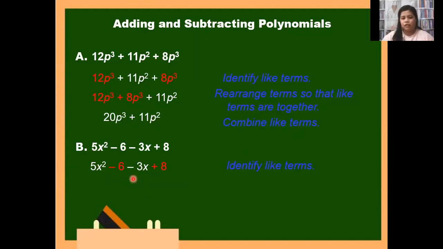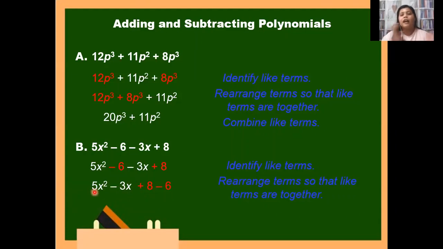So, let's rearrange it. After identifying it, the second step is to rearrange terms so that like terms are together. So we can rearrange it by rewriting it and putting all the same terms together. So 5x squared minus 3x plus 8 minus 6. As you can see here, I forgot to change the color of negative 3x, which is our linear term. I'm sorry for that. But please, don't be confused about it because negative 3x is not the same as 5x squared.